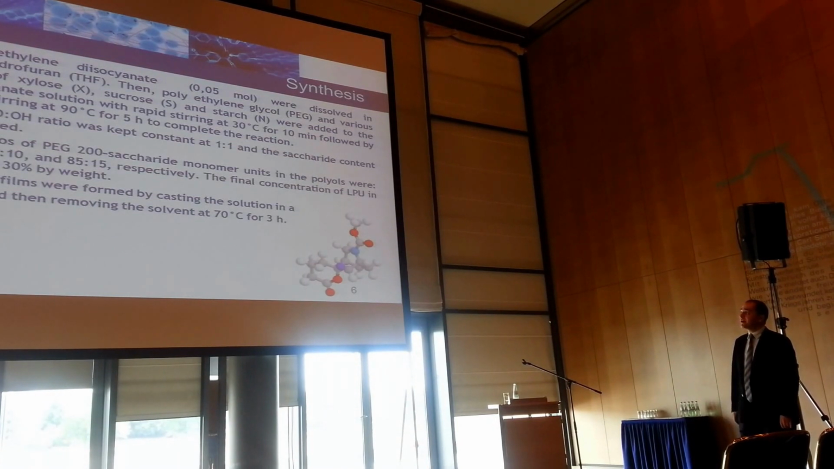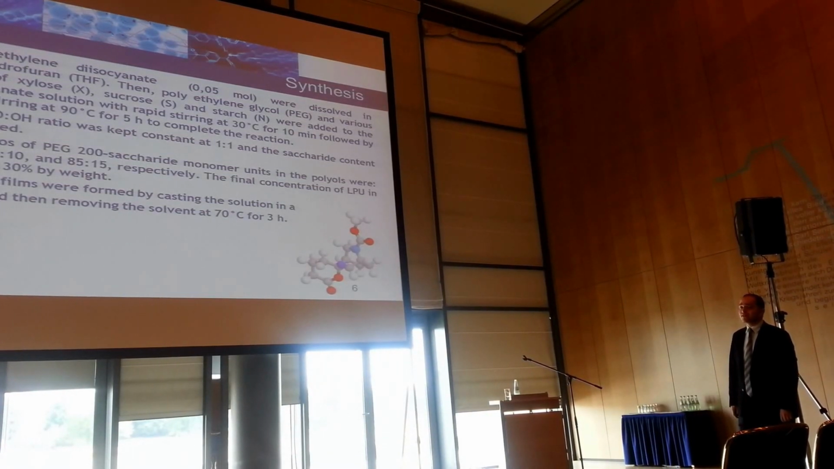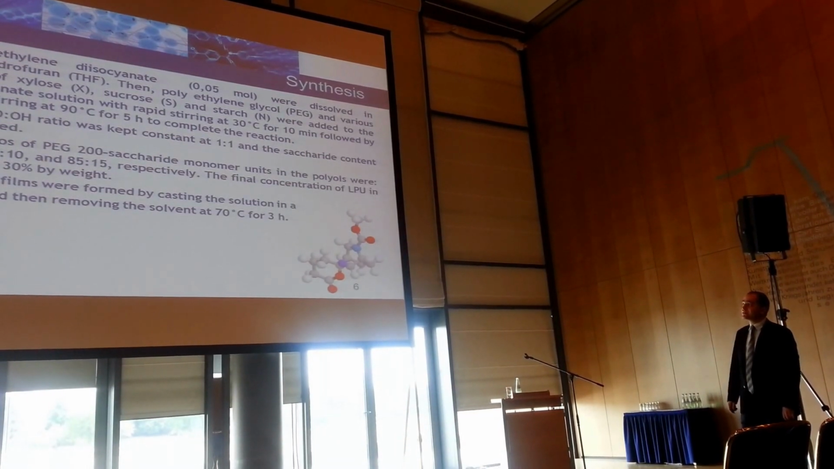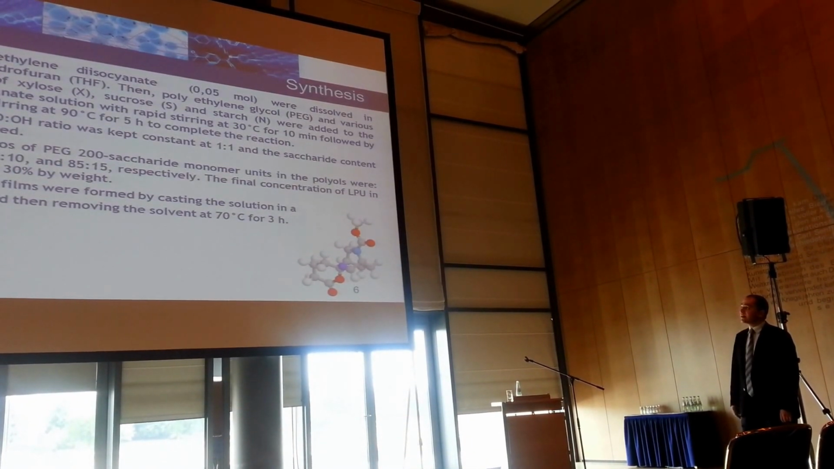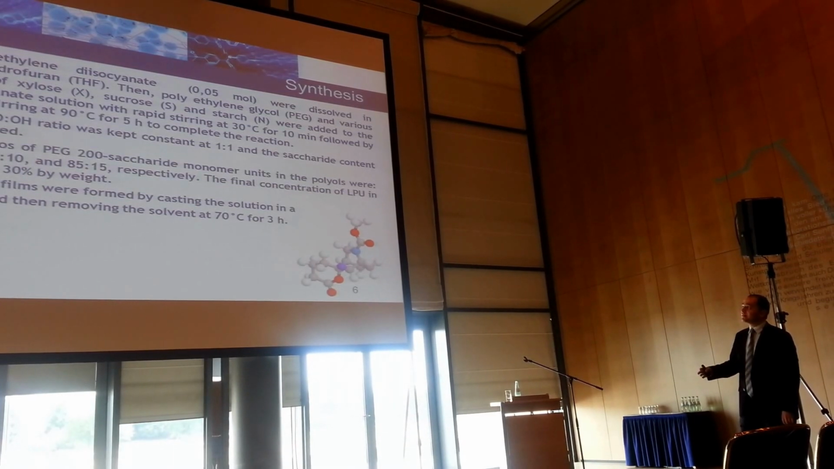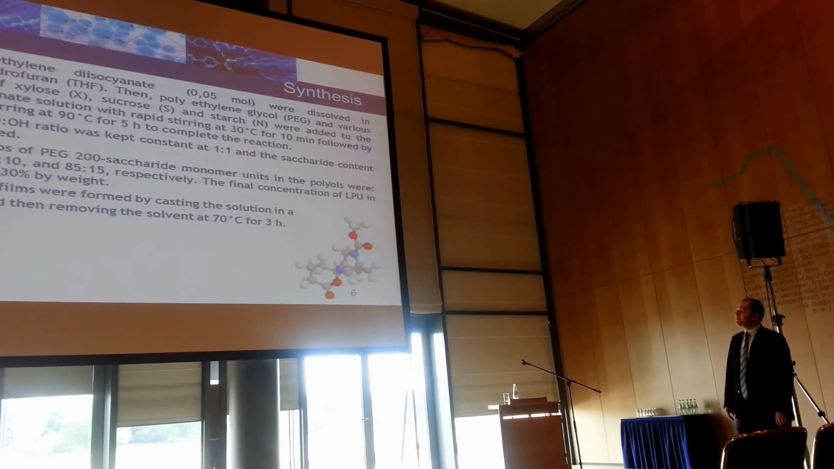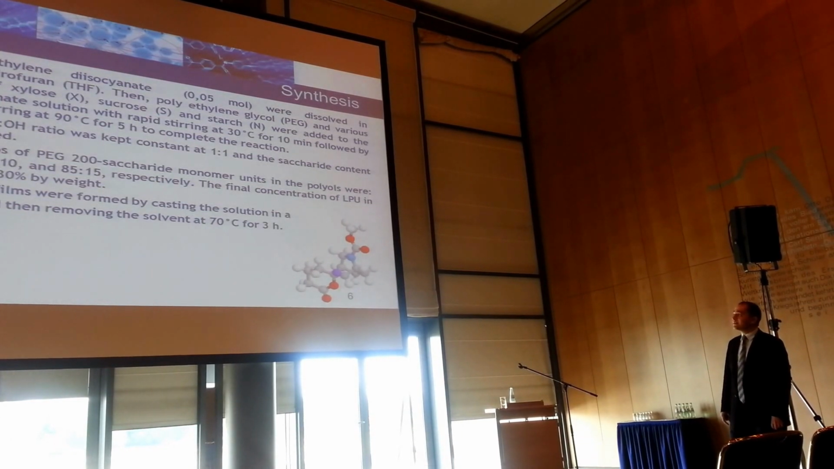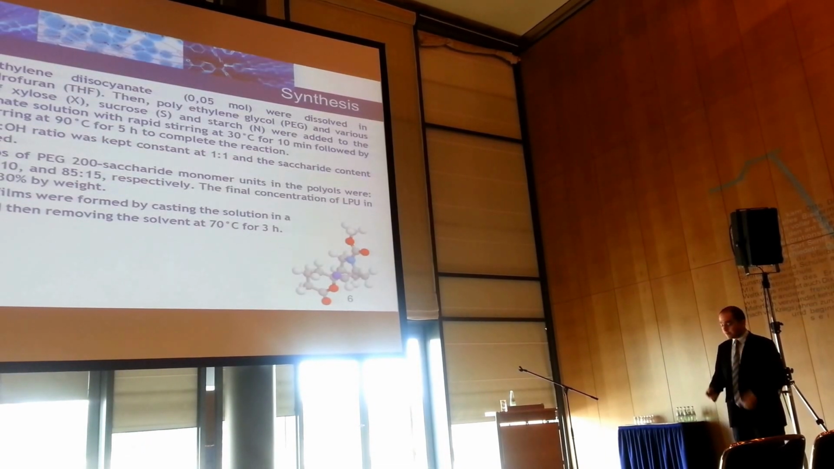One of the important things I have to say is that the isocyanate group to hydroxyl ratio was kept constant at 1:1, and saccharide content was varied. As you can see from the below point, it is 95 to 5, 90 to 10, and 85 to 15 respectively. And the linear polyurethane films were formed by casting the solution in a mold and then removing the solvent at 70 degrees Celsius for 3 hours.